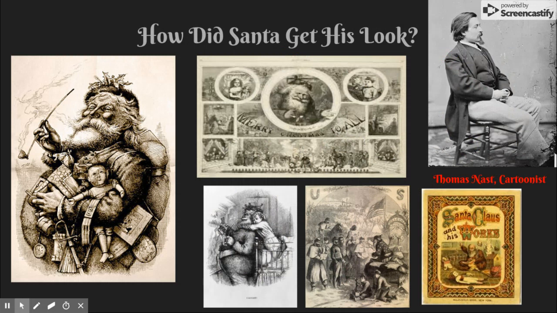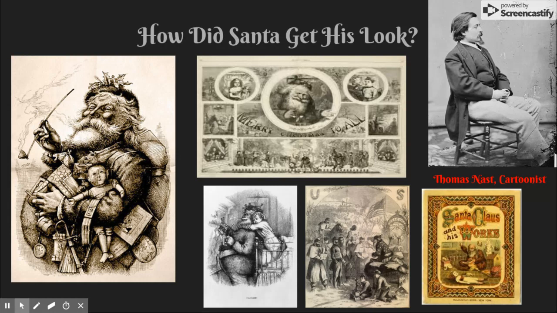How did Santa get his look? Well, the modern look of Santa Claus came from cartoons by the famous 19th century cartoonist, Thomas Nast. Nast depicted Santa as a fat man with a beard who wore fur-trimmed clothes.